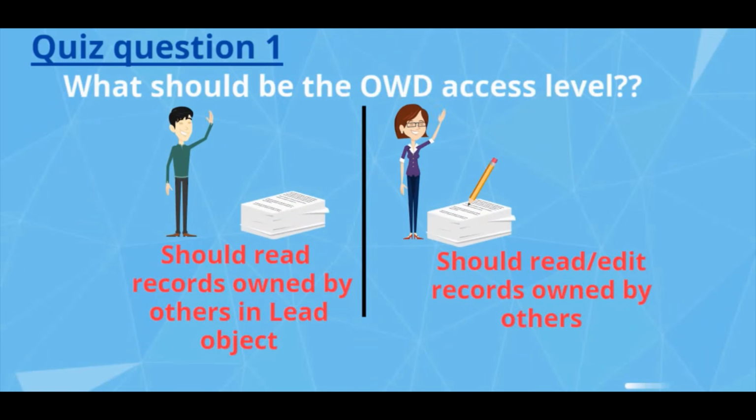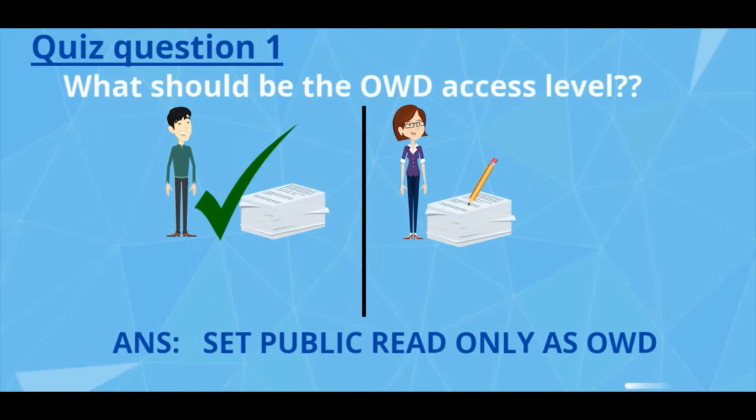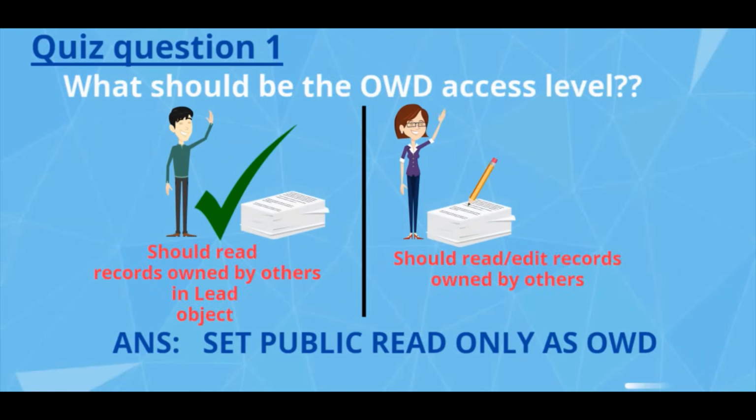Okay, quiz time. What should be the OWD access level here? If you see, user 1 needs read-only access on the records owned by others. User 2 says she needs read and edit access on the records owned by others. So we'll see the answer. The answer is we need to set public read only as OWD.